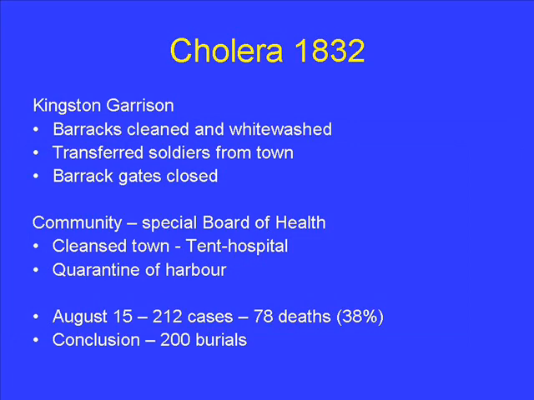Now, the Kingston garrison did essentially the same thing. Their problem was a little more complicated. They carried out the same cleaning and whitewashing of the barracks, but many of the military had families who were living in Kingston, and they had to transfer those soldiers from town up to Fort Henry Hill. And when the epidemic arrived in Kingston, the barrack gates were closed and the military were isolated. They in fact had 36 cases of cholera and 5 deaths. They didn't entirely avoid it.